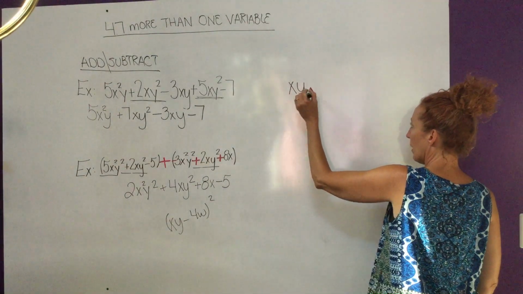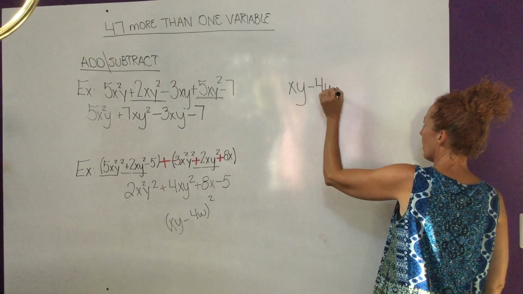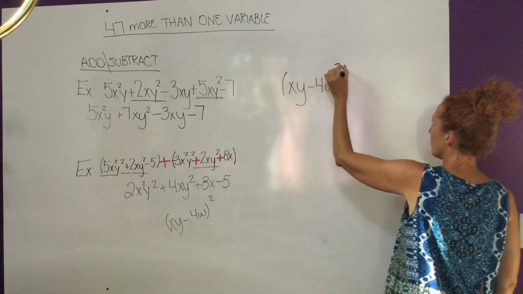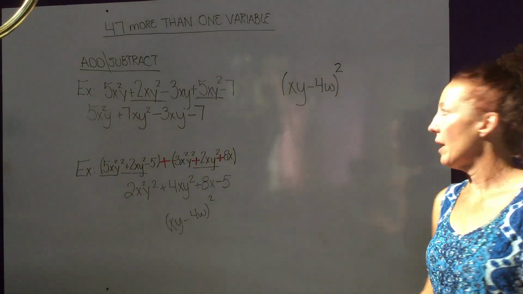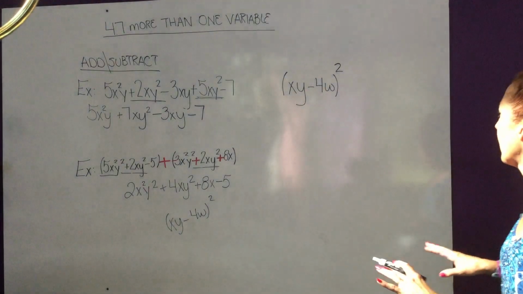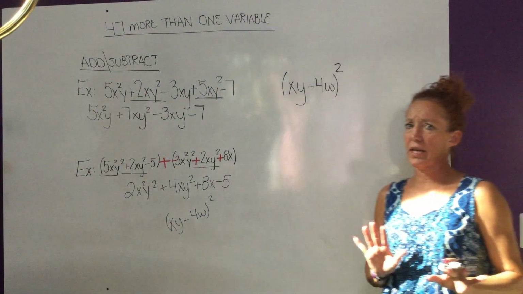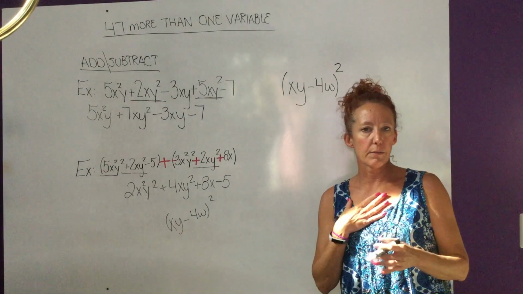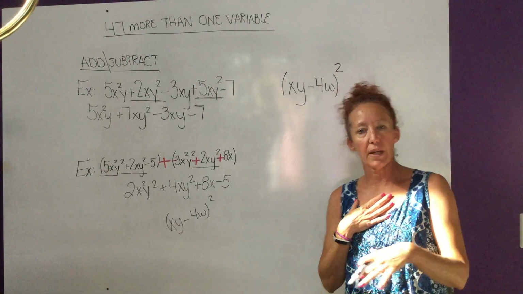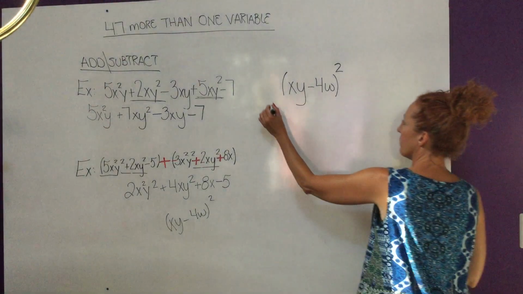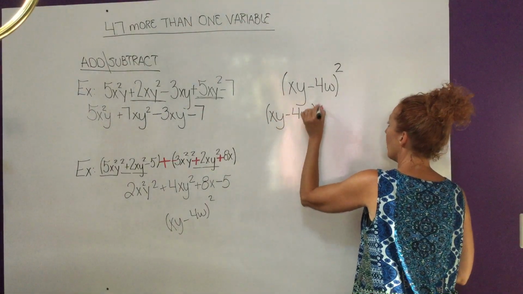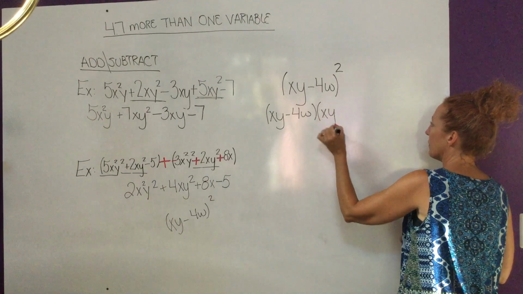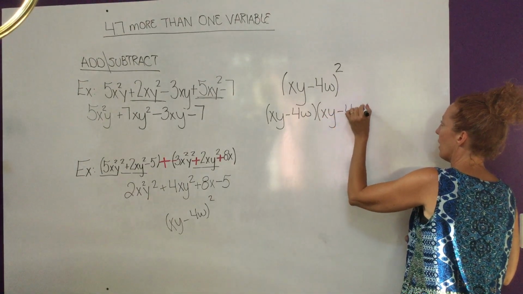So xy minus 4w squared. Remember, we're not going to square the first term and then just square the last term. We're going to write it out twice. And don't try to shortcut this until you're really comfortable. I still write it out twice so I don't make a mistake. So I would encourage you, even though I know the rule, I know the pattern, I know what it's going to be, but sometimes I just write it out the long way anyways.